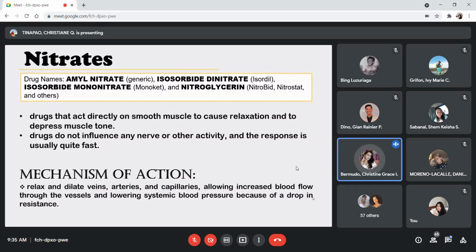Isosorbide dinitrate or isosorbide mononitrate, or Monocat, and nitroglycerin, Nitrobid, Nitrostat, and others are all nitrates. For its mechanism of action, the nitrates relax and dilate or widen veins, arteries, and capillaries, allowing increased or more blood flow through the vessels and lowering systemic blood pressure because of a drop in resistance. Okay, next slide, please.